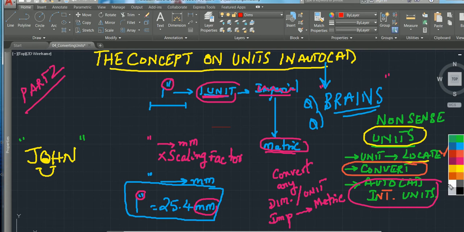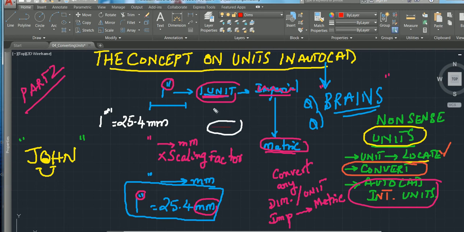1 inch is equal to 25.4 millimeters. This is just rounded to 1 digit, you can increase the precision. So we will have to multiply or scale this line by a factor of 25.4, isn't it? How do you do it? There are different methods. For me, I find the easiest method.